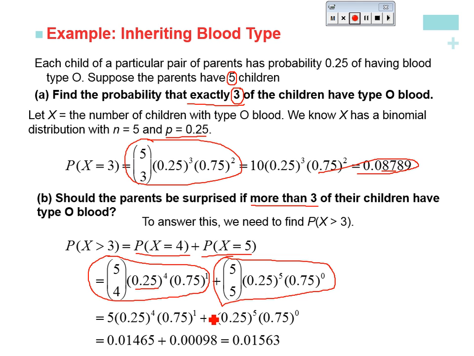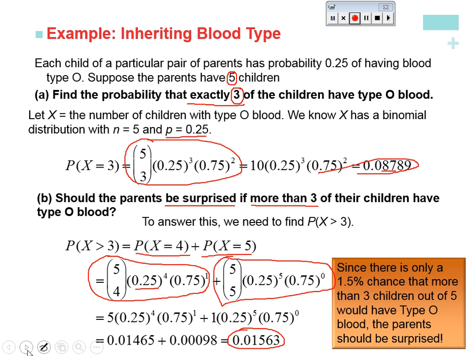If we work all this out, you get a probability of roughly 0.1563, and that is the probability that more than 3 children have it. The question says, should the parents be surprised? Remember, if we're using the 5% rule as our gauge, then we would say they should be surprised because this only has about a 1.5% chance of occurring. Since that's less than 5%, the parents should be surprised because that outcome is so rare.